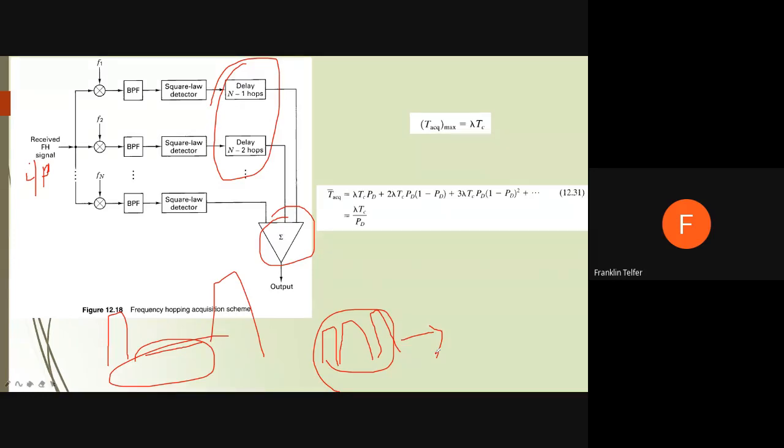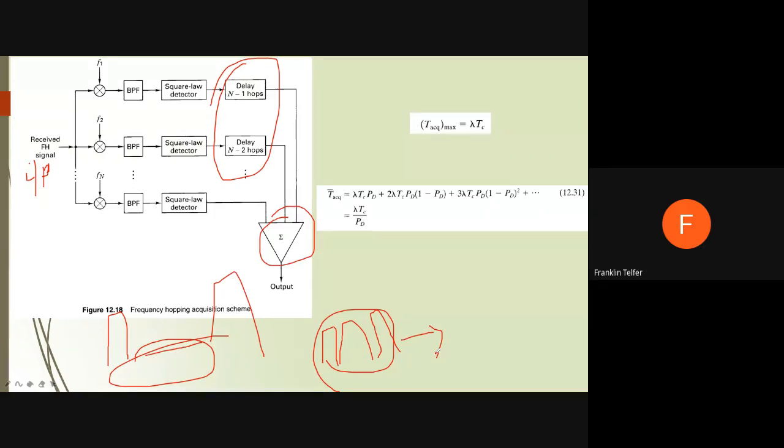Here one formula is given: the acquisition time, T acquisition maximum, is given in terms of lambda and Tc. That defines the maximum time required for the full parallel search. Since we are dealing with the parallel search, how much time is required for the full parallel search of the codes? It depends on lambda and Tc, that is the chip duration.